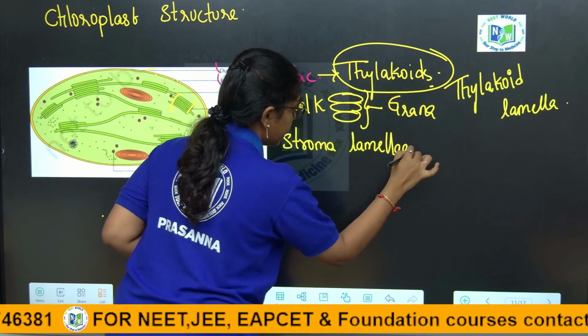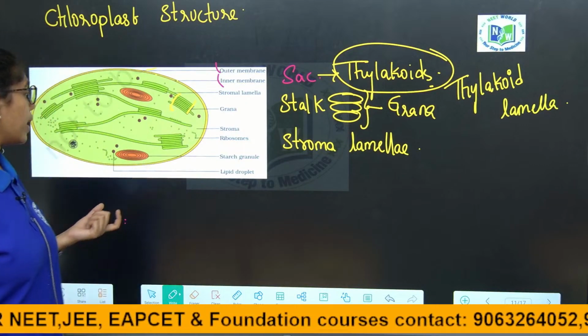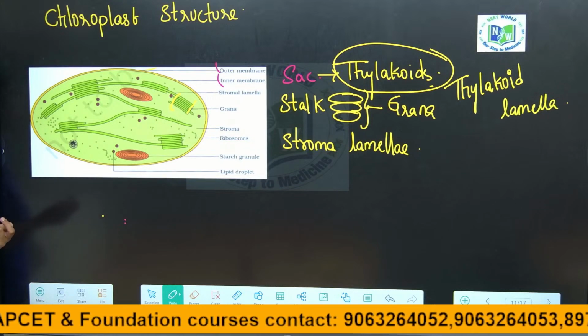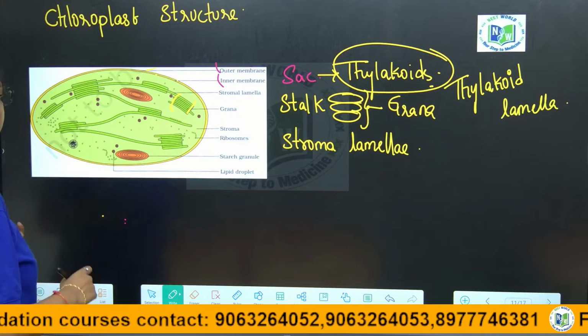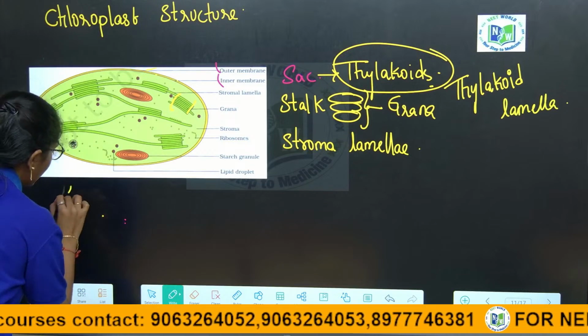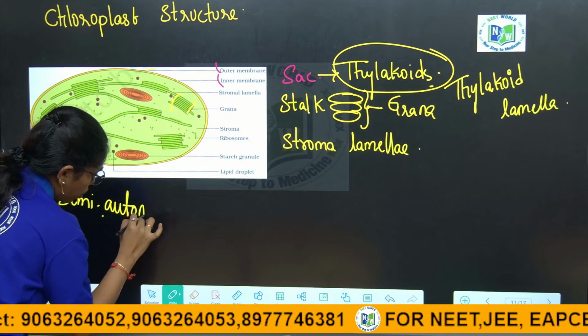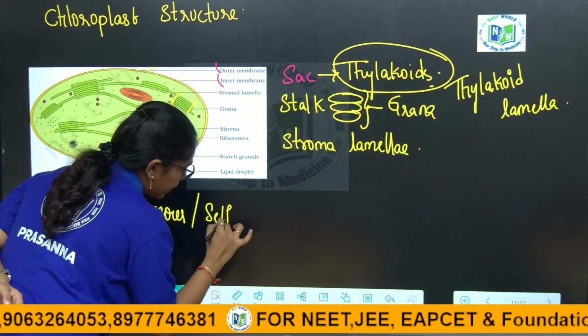And as we have learnt in the chapter Cell: The Unit of Life, the chloroplast is a semi-autonomous or self-replicating organelle.